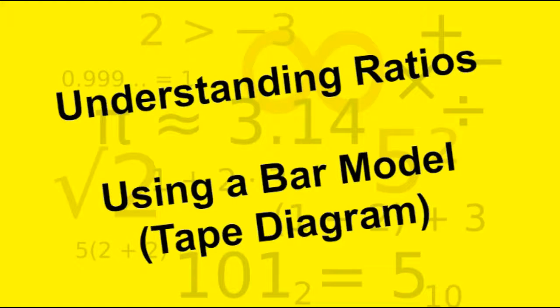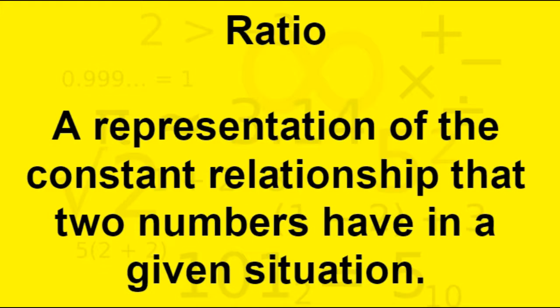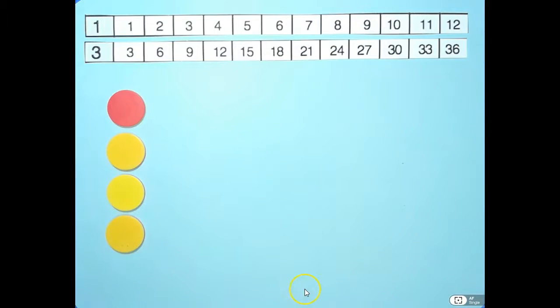In this video, we're going to look at understanding ratios using a bar model, also called a tape diagram. And let's review what a ratio is. A ratio is a representation of the constant relationship that two numbers have in a given situation. So here we have an example of a ratio, and I have the tape diagram at the top of that.